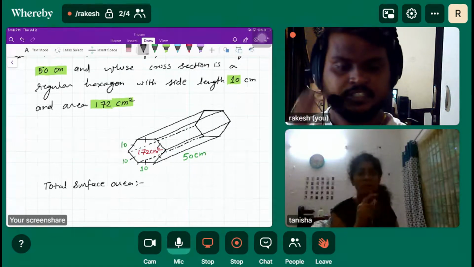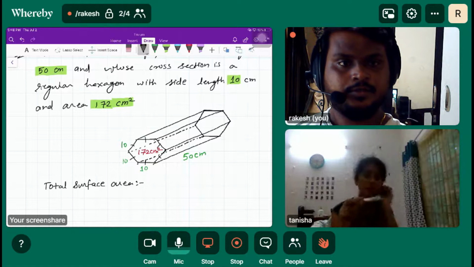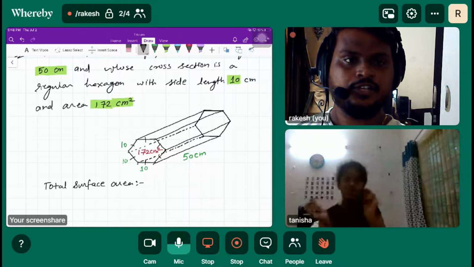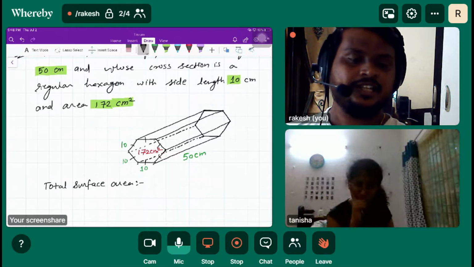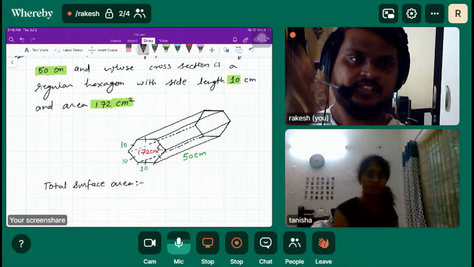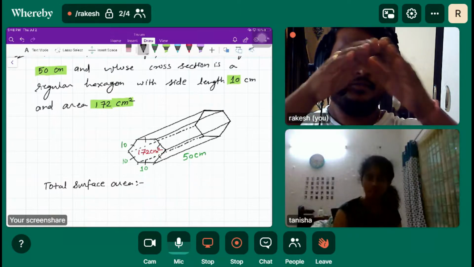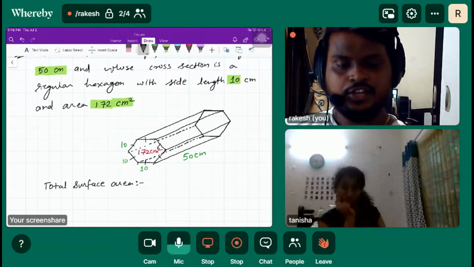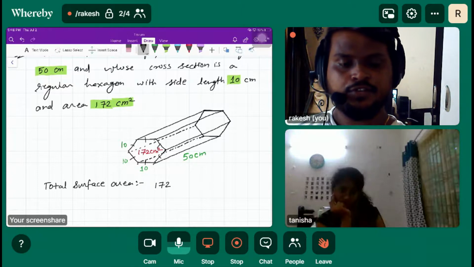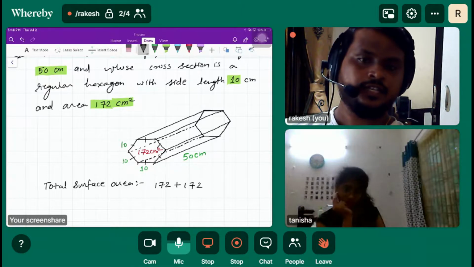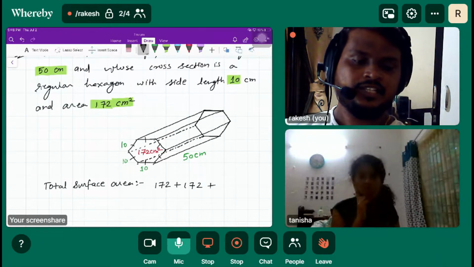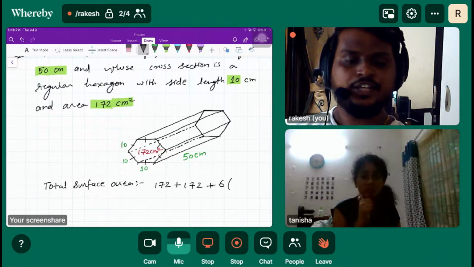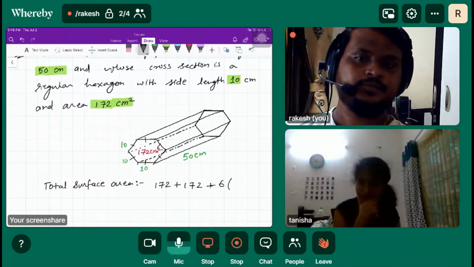There are six faces, and the two sides are the base and the top. The regular hexagon, right? And there are six rectangles, right? There are six faces which are rectangles, isn't it? Which go like this, and there are two hexagons. So the area of the hexagon is already given, which is 172 plus 172, since there are two hexagons, plus there are six faces which are rectangles. So 6 into, what is the area of one rectangle?